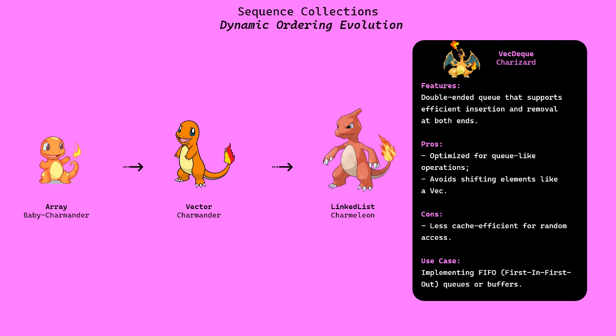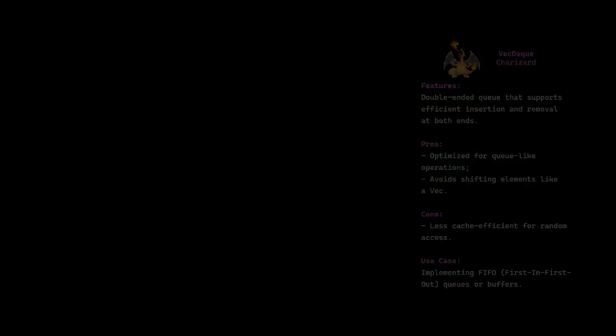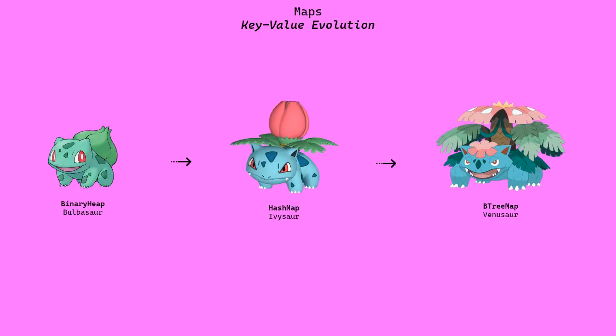Charizard, VecDeque. The ultimate form of sequences, combining the flexibility of vector with the efficiency of linked list at both ends. It soars above the others, offering versatility for double-ended queues. The use case is implementing first-in, first-out queues or buffers. Maps, key-value evolution.